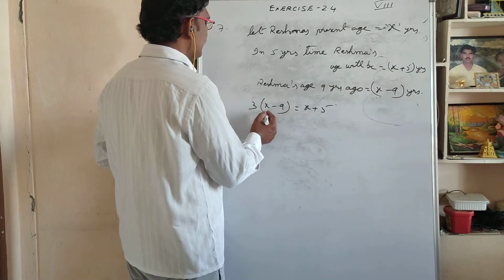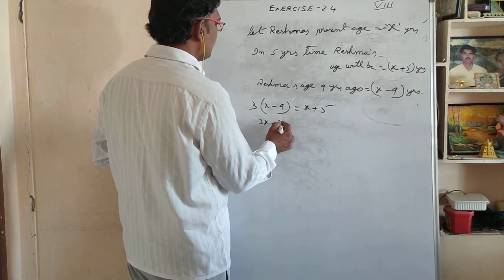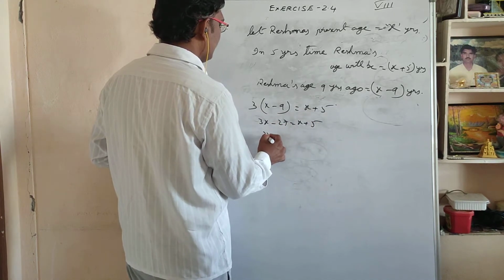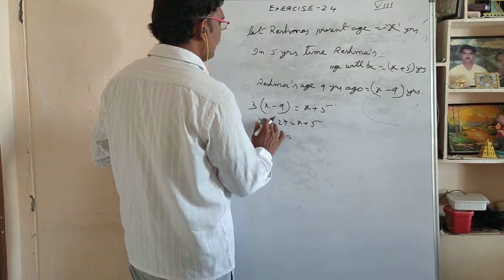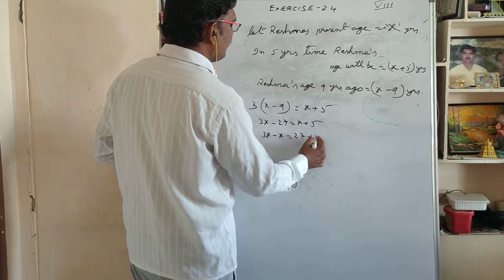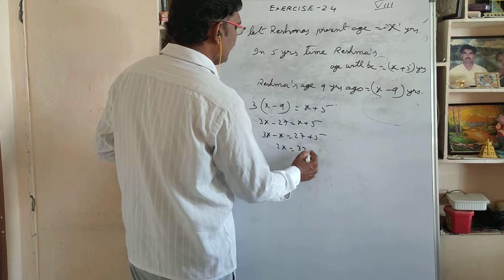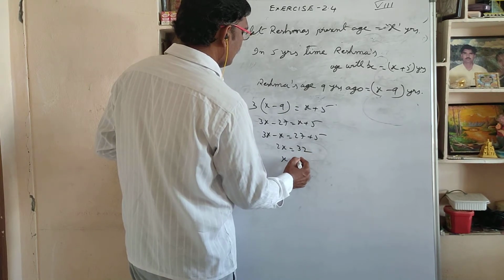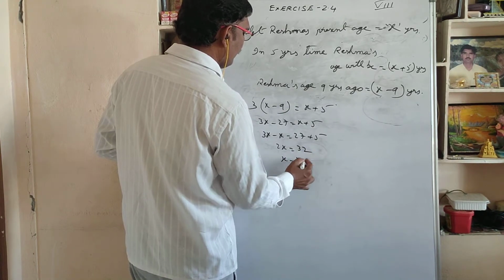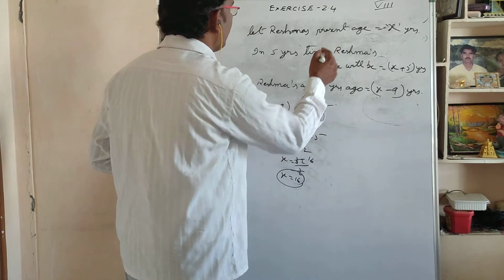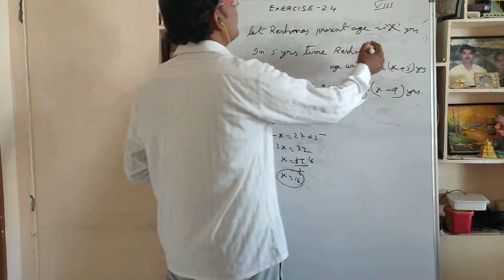Now, if you multiply 3 into x, it is 3x, and 3 into minus 9 is minus 27, equals x plus 5. Bring x to this side: 3x minus x is equal to, bring 27 to that side, 27 plus 5. 3x minus x is 2x, equals 32. x equals 32 by 2, which means 16. So the present age of Reshma is 16 years.